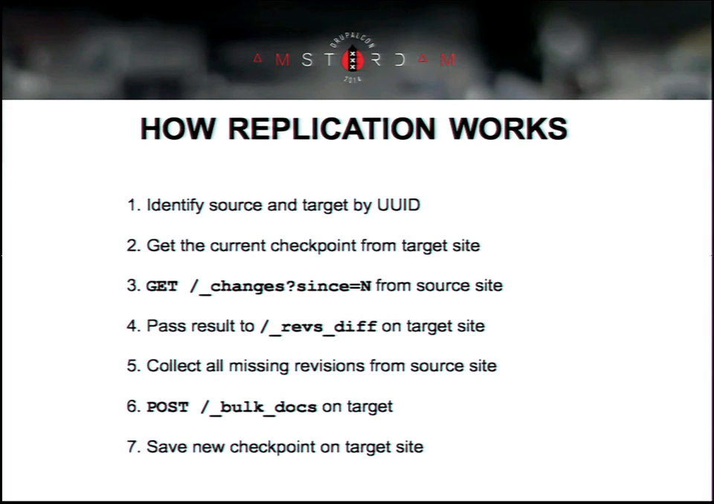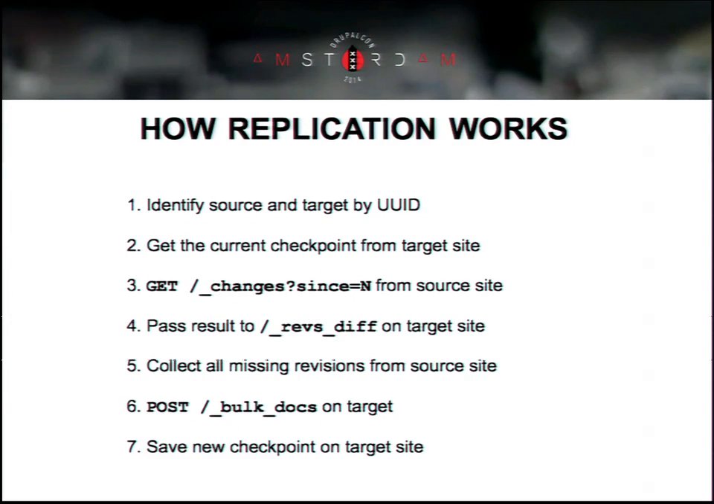So how does the actual replication work? There's a protocol around this, and this is roughly what the protocol looks like. Step one is to identify the source and the target environment. We do that by UUIDs as well, so each environment has its own UUID. Then we get the current checkpoint from the target site. So from what point in time did we replicate the last time? Then, from the source site, we get all the changes since the last checkpoint. The checkpoint here, basically, is the sequence number that we talked about before, so stored in the sequence index.